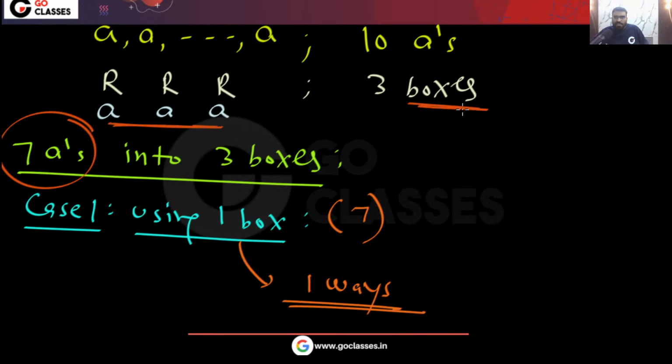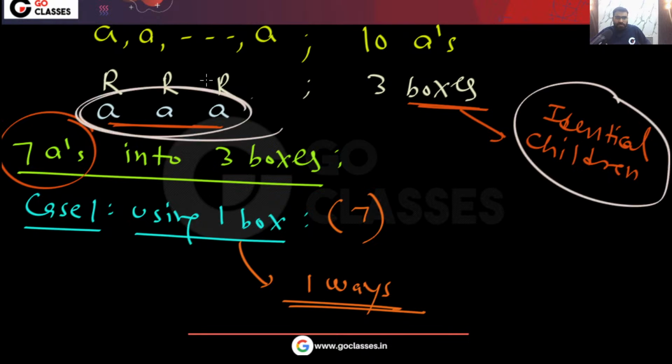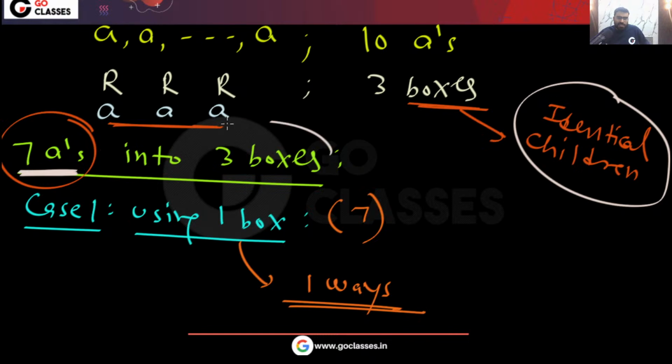These boxes are like children. You can consider them identical children. Now, to every child, we have already given 1 chocolate. So now for the remaining 7 A's, I am distributing them into these 3 boxes. Now these are the cases I can create. Case 1, using only one box. So all the 7 A's I can put in one box. So that is only one way.